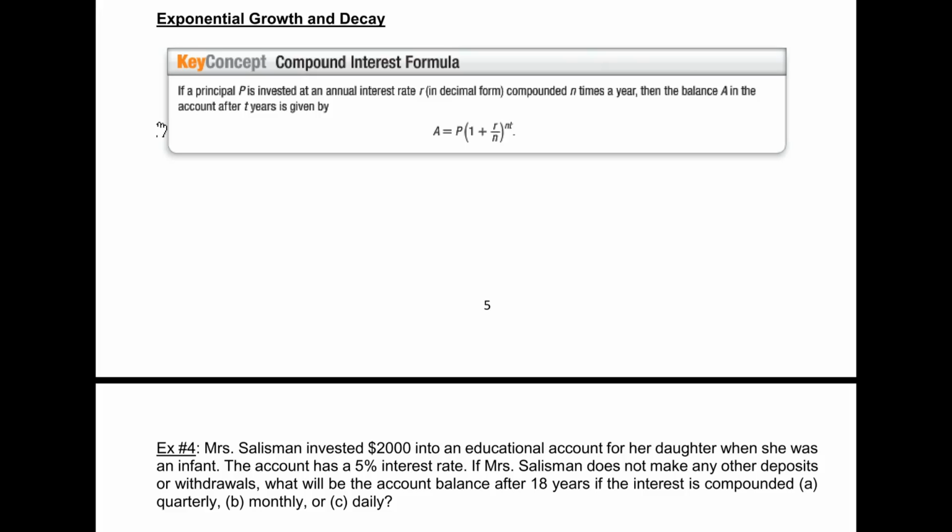Welcome to the screencast for the second day of 3.1. The second day of 3.1 is all about exponential growth and decay. So here is the compound interest formula.